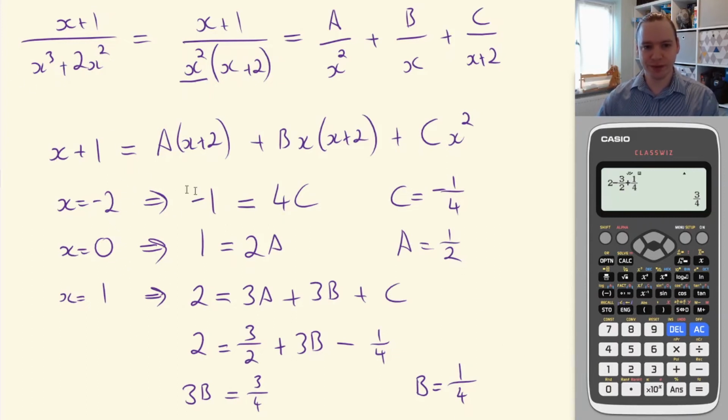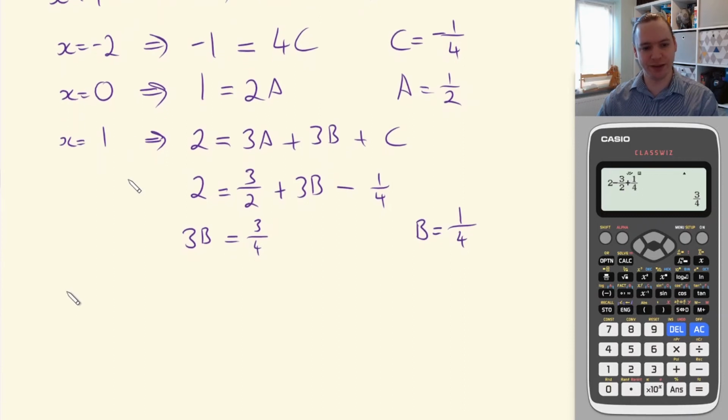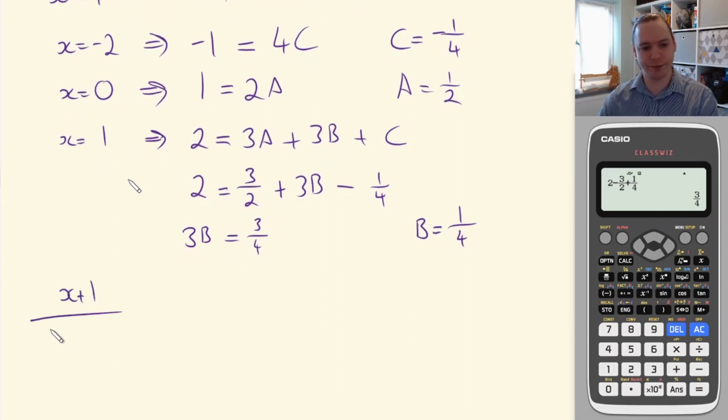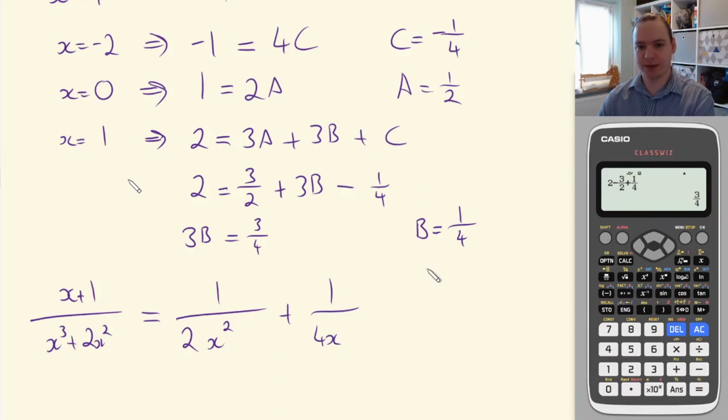So let's just rewrite this whole thing out again. So I have x plus 1 over x cubed plus 2x squared, and that equals a is a half, so 1 over 2x squared. B is a quarter, so that is 1 over 4x. And c is -1/4, so that's minus 1 over 4 lots of x plus 2. And now I'm ready to integrate.